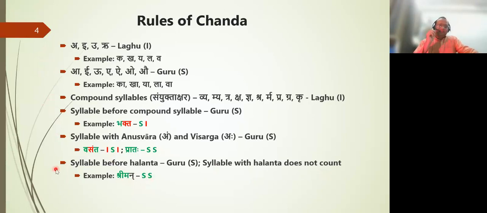These rules are meant to count the number of matras, whether it is a laghu sound or a guru sound. So we will now do some practice. First of all, we will do a simple practice so that you get warmed up on how to identify these matras.